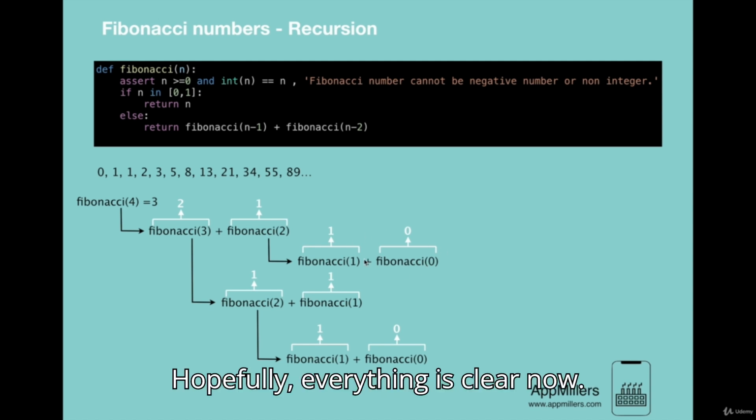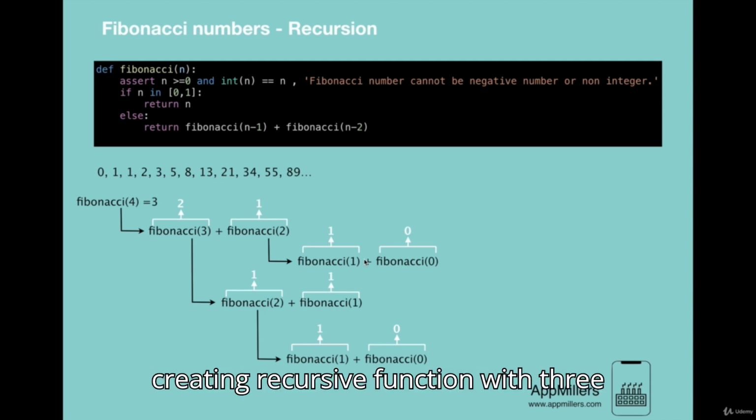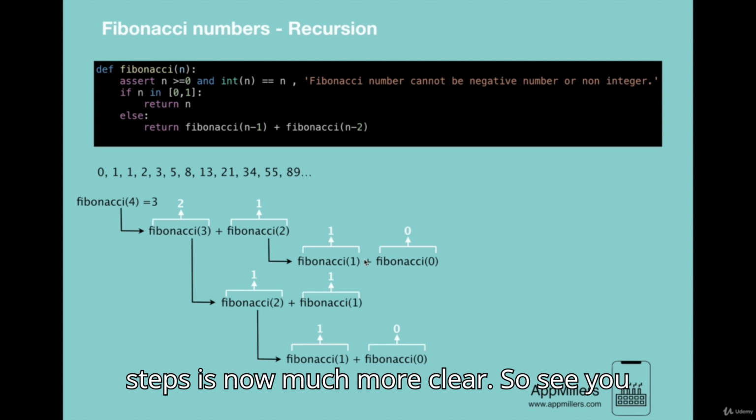Hopefully everything is clear now. With this second example, I hope that creating a recursive function with 3 steps is now much clearer.